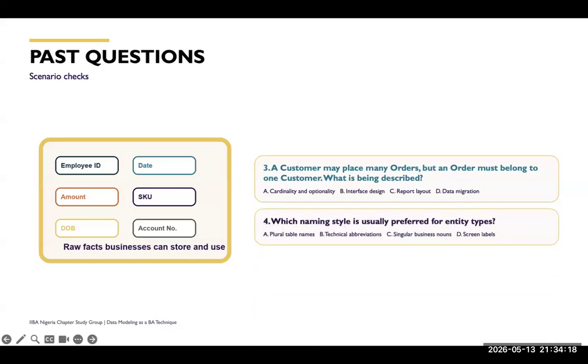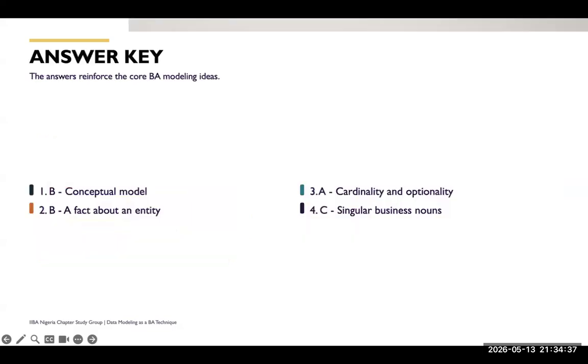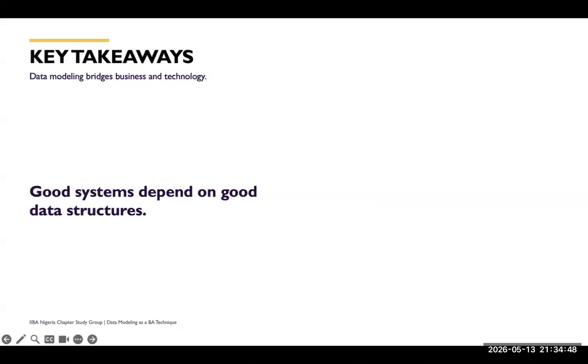And yeah, this is a cheat question. Which naming style is usually preferred for entity types? I've already asked this before. Singular business noun. Thank you very much. So yes, that was correct. Conceptual model, cardinality and optionality, a fact about an entity, singular business noun.